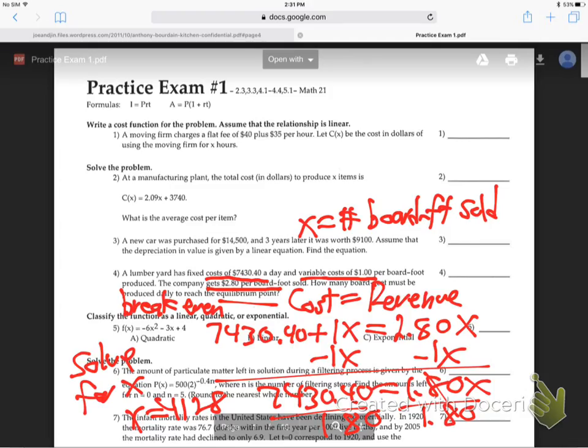So when they say per board foot, it's 1X. So that's the cost, and the revenue is 280 per board foot, so 280X. So then set those equal and solve for X. X is the number of board feet they have to sell to break even. Makes sense? So practice them over and over again.